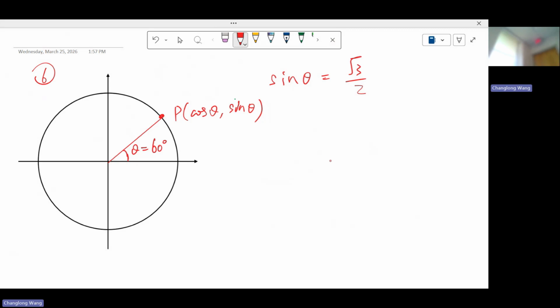And sine theta is y. And I need another point that has the same y as the P. So it better be somewhere over here, right? The same exact y. So I reflect the P over the y-axis. And the Q is going to have an angle on the opposite side, right? Which is going to be 60, right?